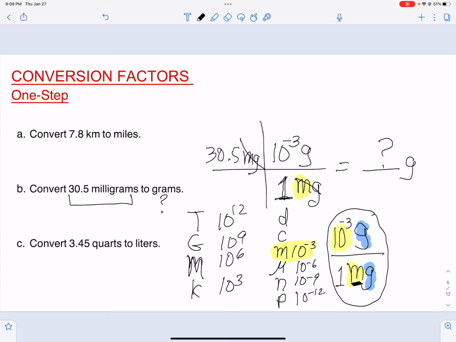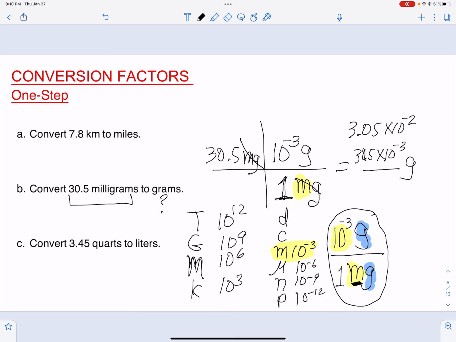And then all I have left is 30.5 times 10 to the minus 3 divided by 1. And that's going to be nothing more than 30.5 times 10 to the minus 3. And then you can convert that to standard notation instead of scientific notation, which is going to be 3.05 times 10 to the minus 2. So remember, knowing your prefixes can save you a lot of time.